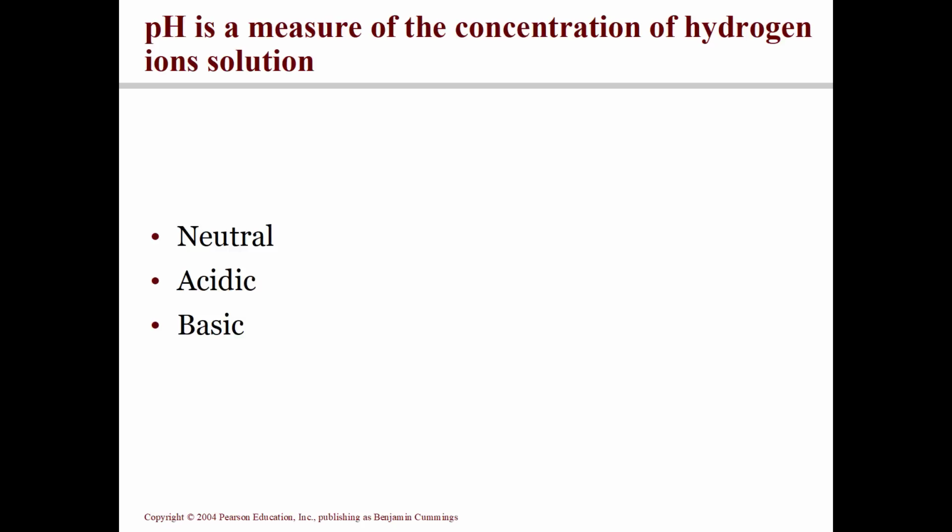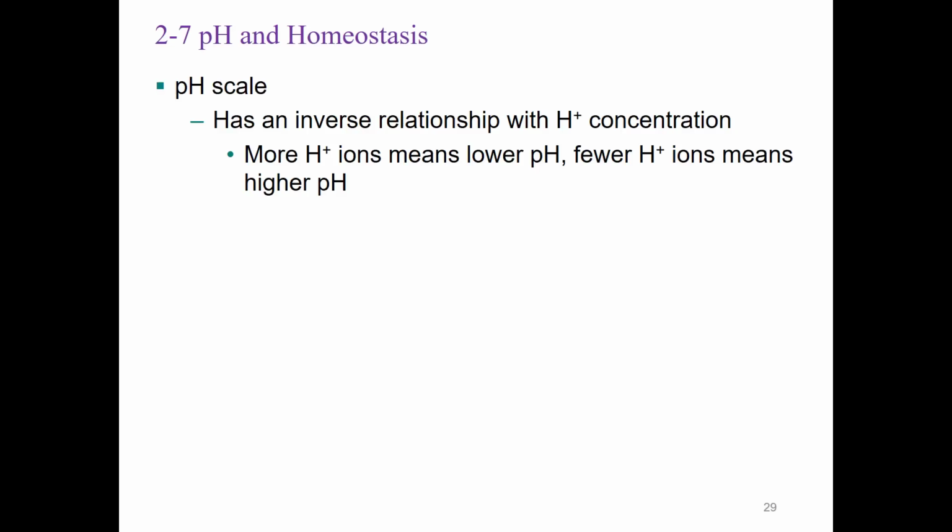pH is a measure of the concentration of hydrogen ions in a solution. Neutral is 7 on the pH scale. Acidic is 0 to 6. And basic would be 8 to 14. The pH scale has an inverse relationship with hydrogen ion concentration. More hydrogen ions means lower pH. Fewer hydrogen ions means higher pH.